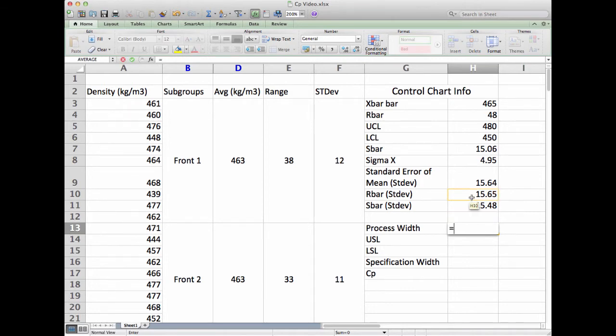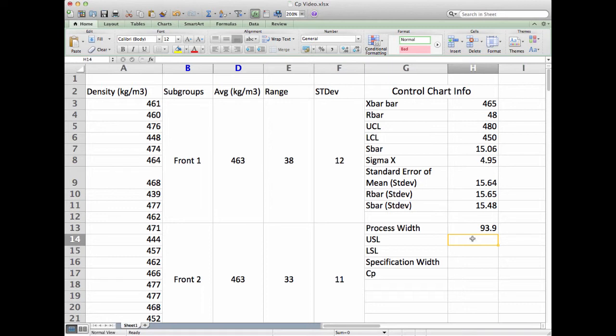I'll choose the R-bar formula, and it's equal to 6 times the standard deviation of the population. So my process width is equal to 93.9, and the units here are kilograms per cubic meter, right? Essentially what that's saying is that all of the data points of my process, my individual values, fall within a range of 93 kilograms per cubic meter. That's an estimate of my process width.